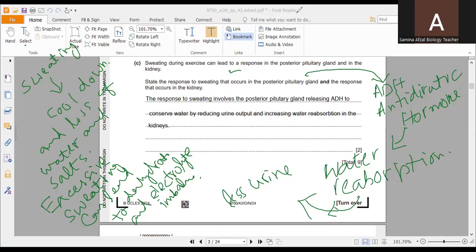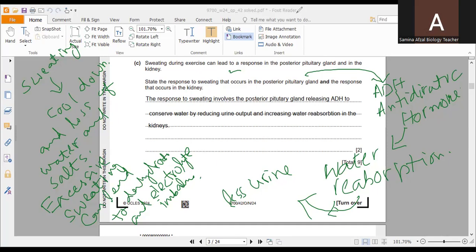Briefly, I would like to say that the response to sweating involves the posterior pituitary gland releasing antidiuretic hormone to conserve water by reducing urine output and increasing water reabsorption in the kidneys. So ADH is crucial for water balance in the body. It is the primary hormone responsible for regulating water.